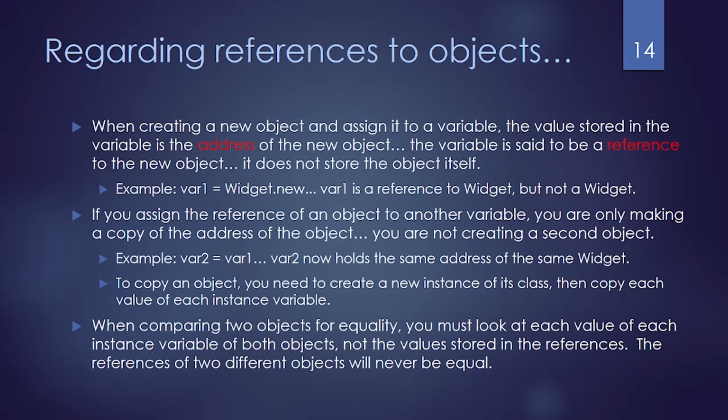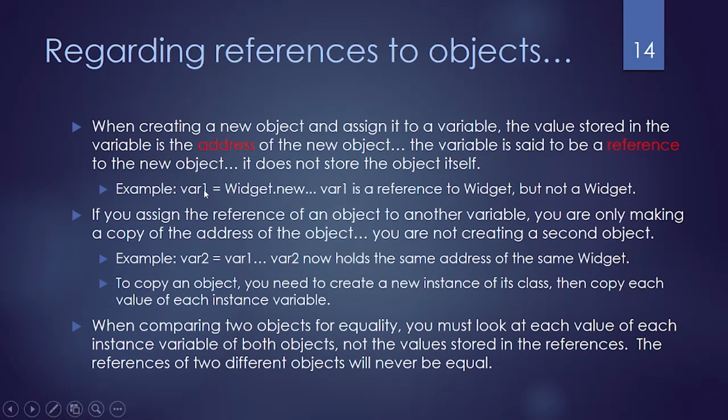So with that said, let's go ahead and take a look at this slide here. When you're creating a new object and then assign it to a variable, the value stored in that variable is an address of a new object. The variable is said to be a reference to that new object. It does not store the object itself. For example, when you set var1 equal to a new widget, var1 is now a reference to a widget, but itself is not a widget.